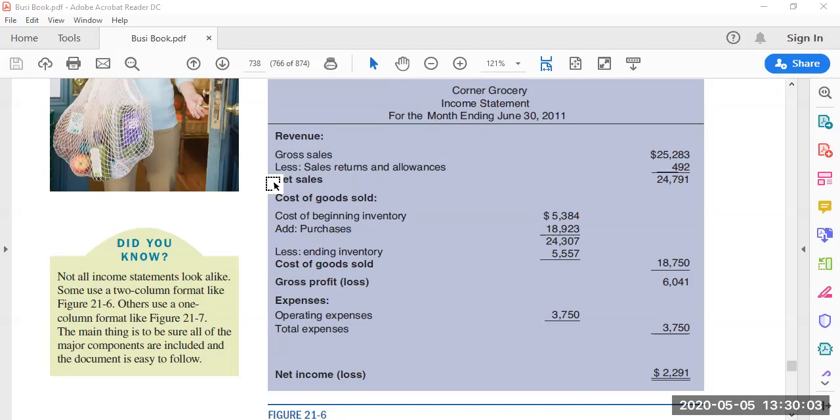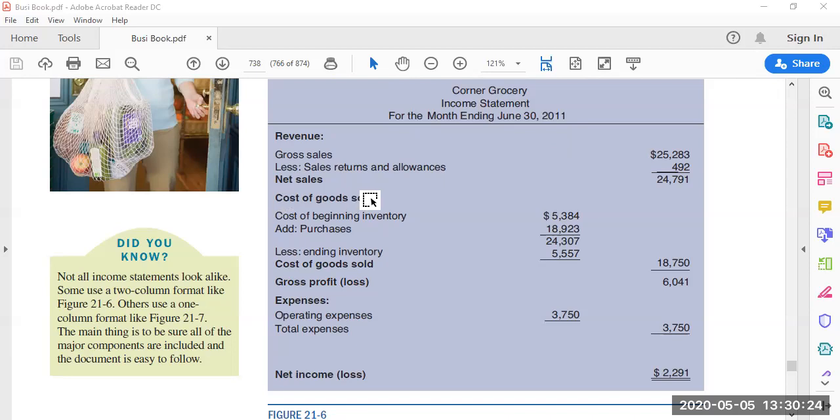Okay, net sales is given. Notice the difference. When they give the sales returns and allowances, there is a single line under there, and then the net sales figure shows up. And notice how they're using multiple columns here. You would also want to use the columns just as they're shown here.